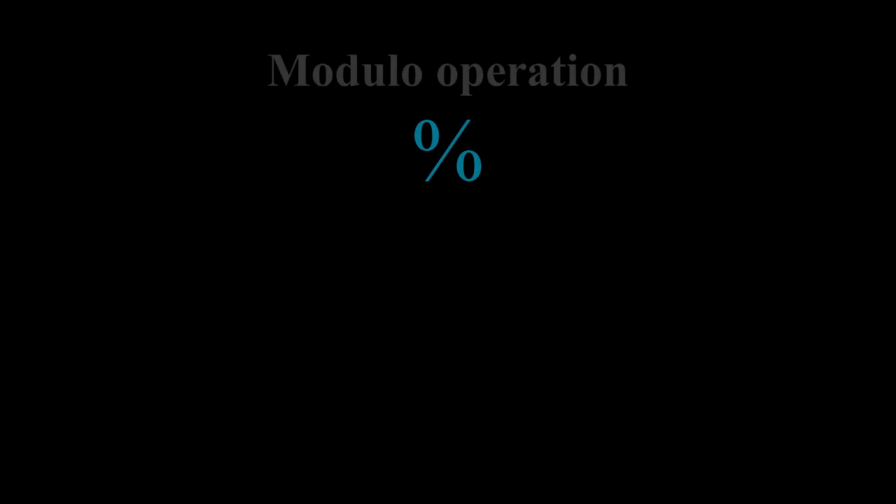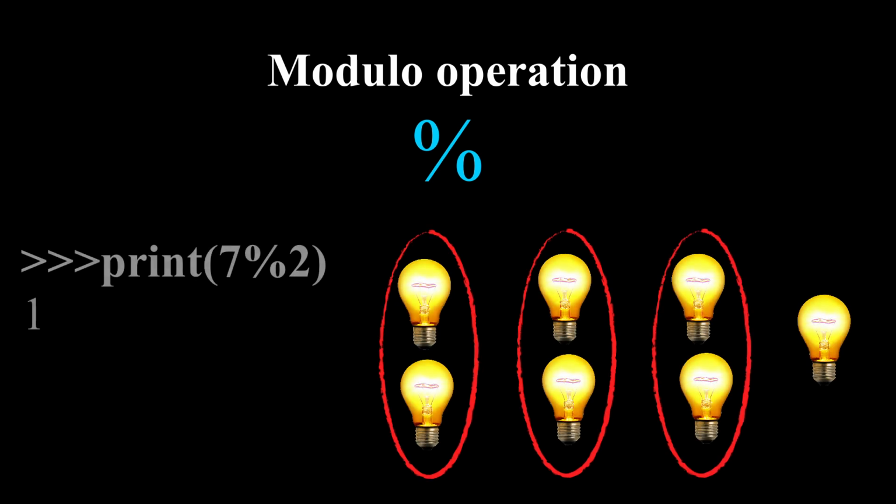Another useful operator is the percent sign, which performs the modulo operation. It returns the remainder after you divide the first number by the second. For example, 7 modulo 2 is 1.